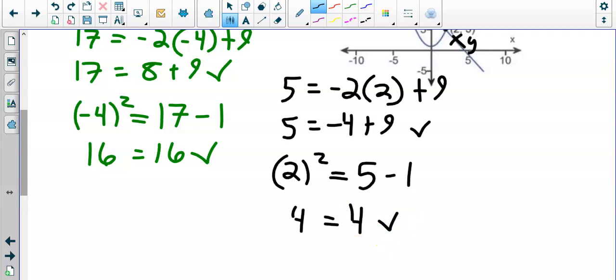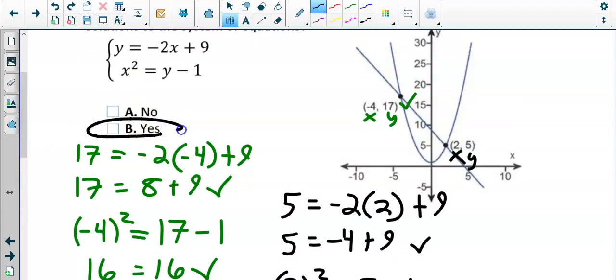So the answer is yes. Because both points checked out. If one of those would have failed, we would have answered no. That's your exam.